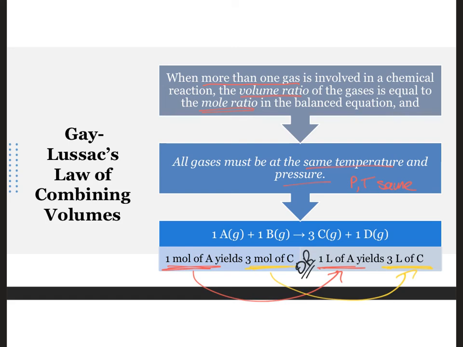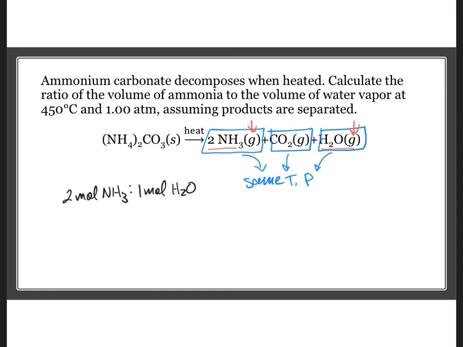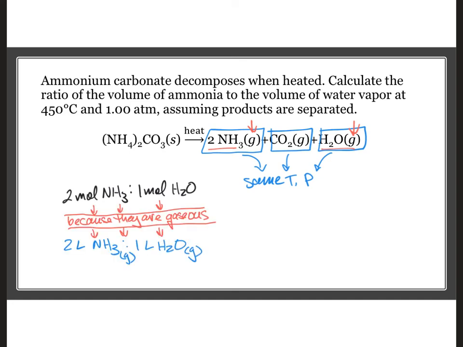Let's apply this law to a problem. Suppose we decide to heat ammonium carbonate and collect the gaseous decomposition products in separate containers at the same temperature and the same pressure. If we want to know the ratios of ammonia to water vapor, we can use the mole ratio from the balanced chemical equation and Gay-Lussac's law. The ratio of ammonia to water is 2 moles ammonia to 1 mole of H2O. That tells us the volume ratio is also 2 to 1.